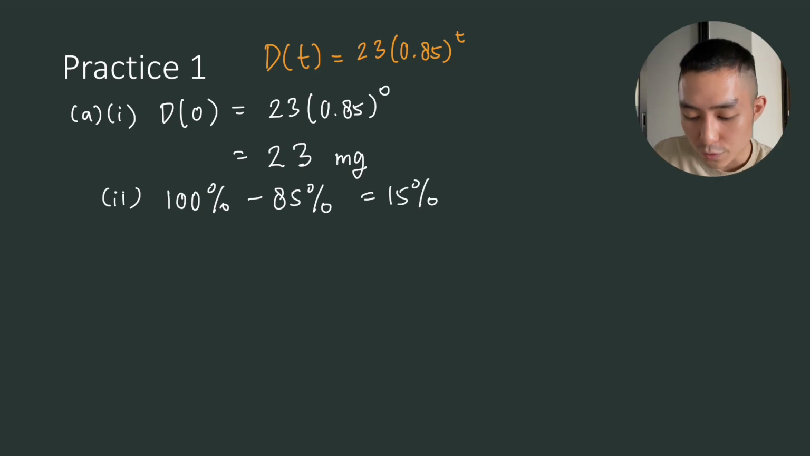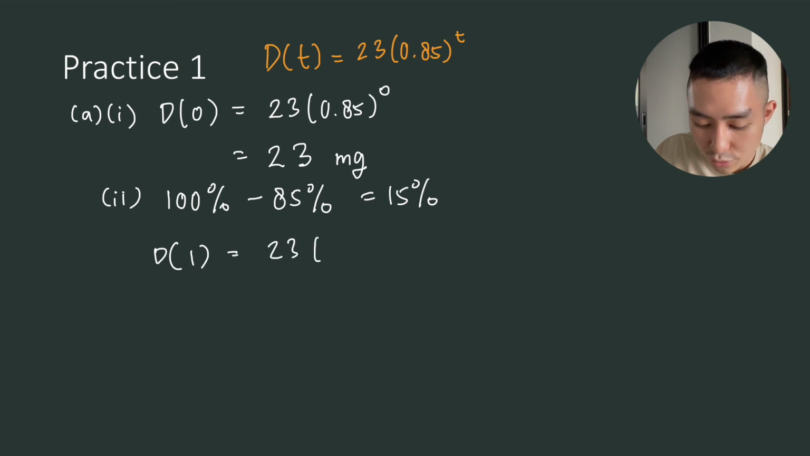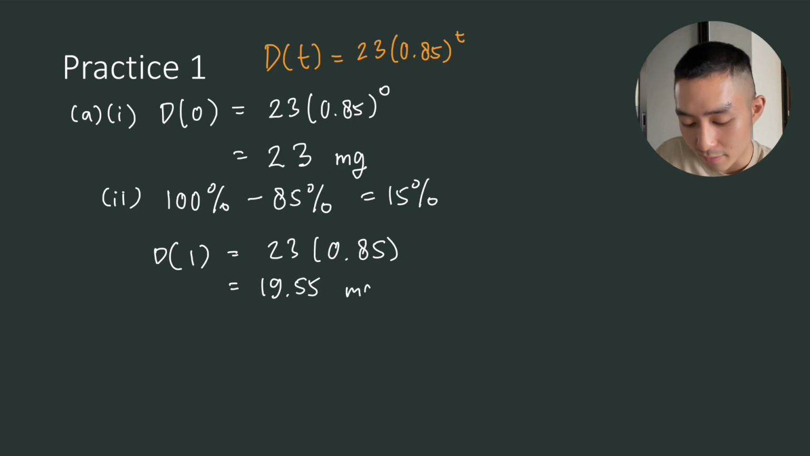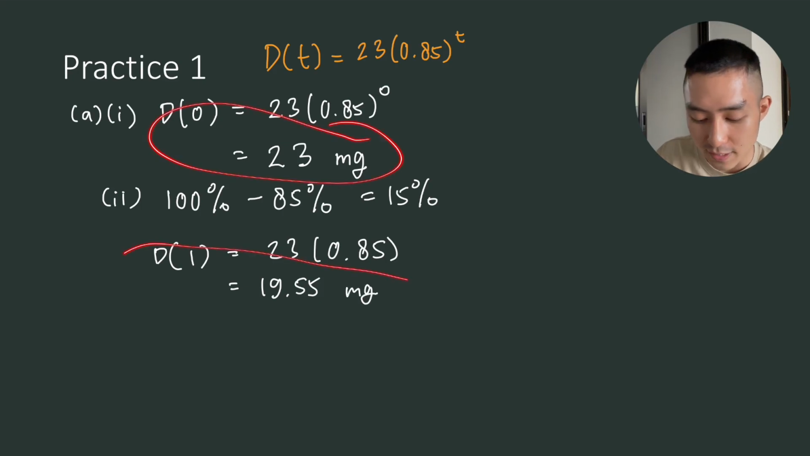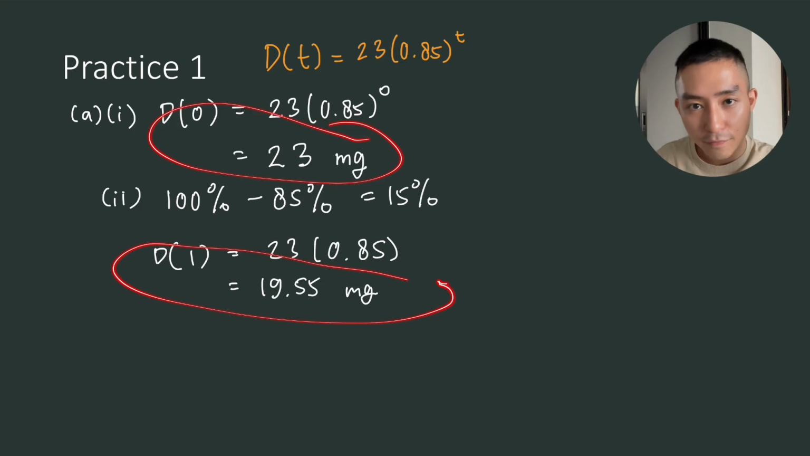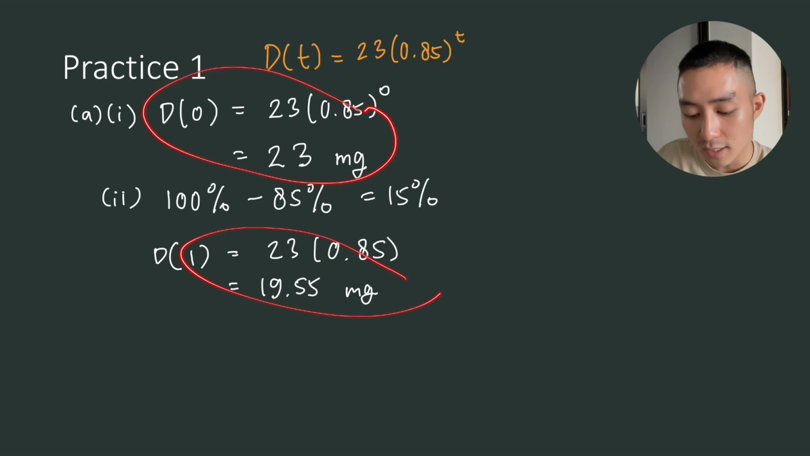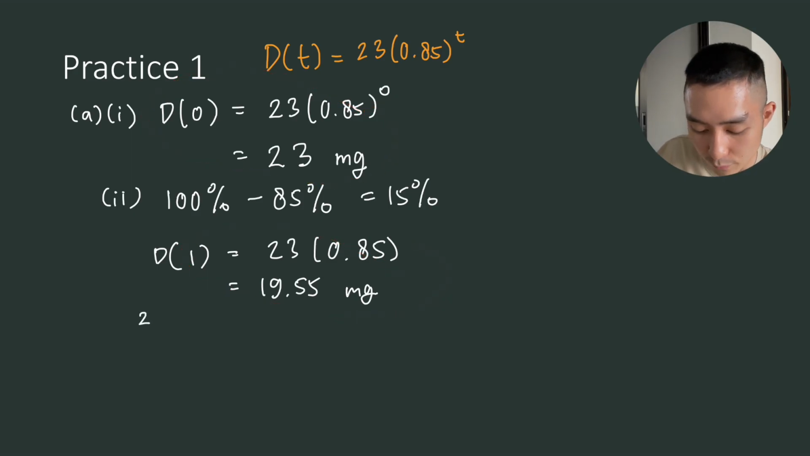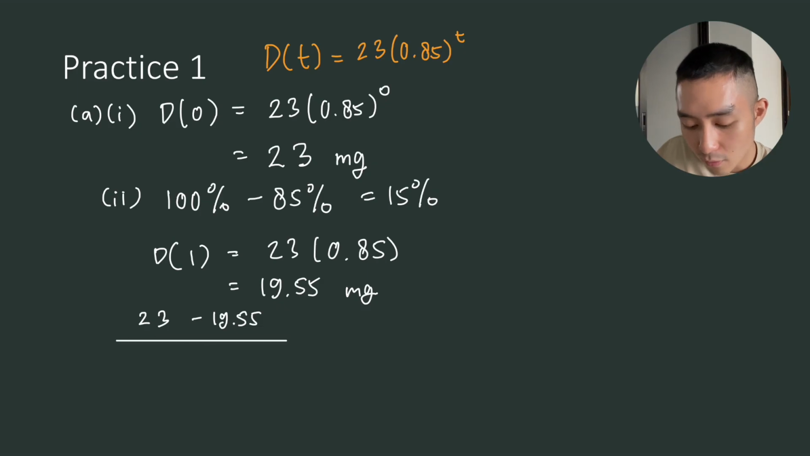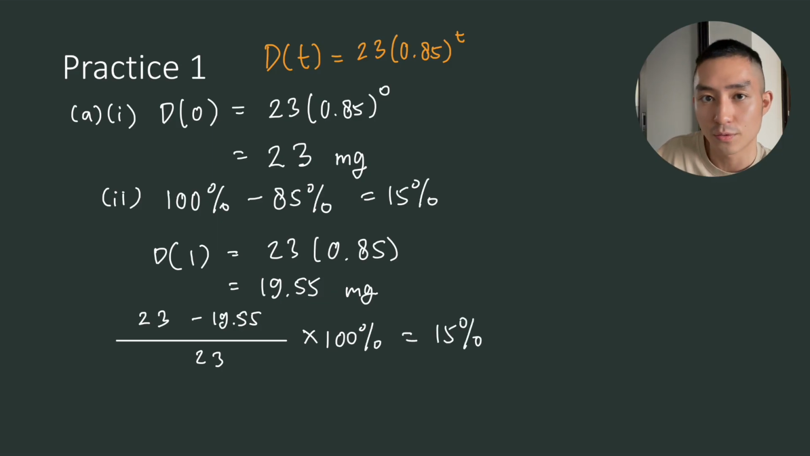Or if you're confused, as you know D(0), you can find D(1), in which it is 23 multiplied by 0.85. It is 19.55 milligram. So you want to know the difference of this, it's the leaving, and you divide that with the original, 23. So from 23 to 19.55, we need to subtract them to find how much it leaves. And then we divide them with the original, which is 23. We want to find that in percentage, and we will also get that the result is 15% too.